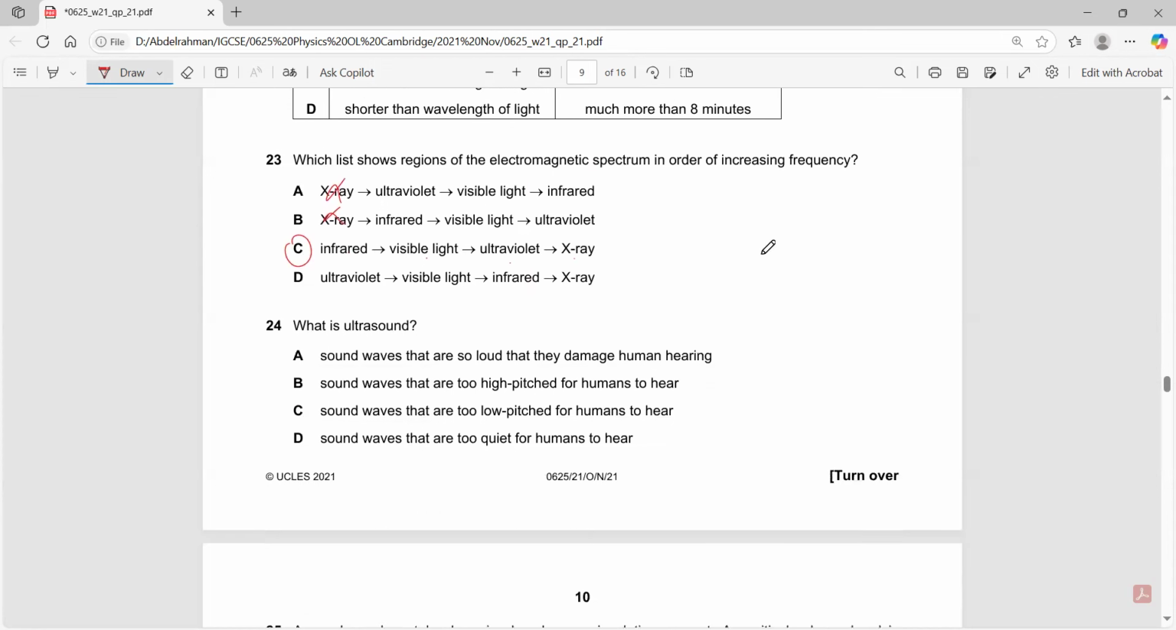In question 24, what is ultrasound? Ultrasound is sound with a frequency higher than, yes, frequency, too high pitched, not too loud, too high pitched for humans to hear.